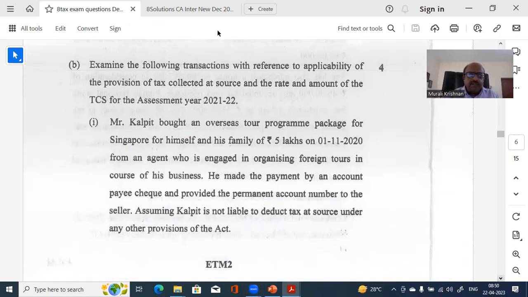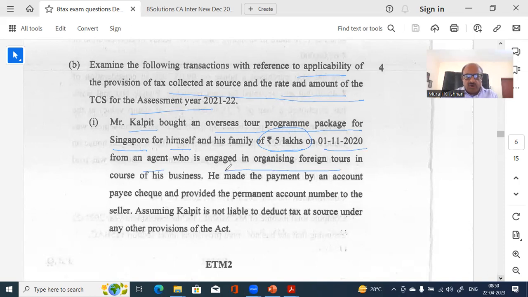Kalpit, this is for TCS, the rate of tax for TCS. They are asking the applicability of the provision and the rate of tax. Kalpit bought an overseas tour program package for Singapore for himself and family for 5 lakhs on 1/11 from an agent who is engaged in organizing foreign tours in the course of his business. He made a payment and provided the permanent account number to the seller. Assuming Kalpit is not liable to tax deducted at source under any other provision.